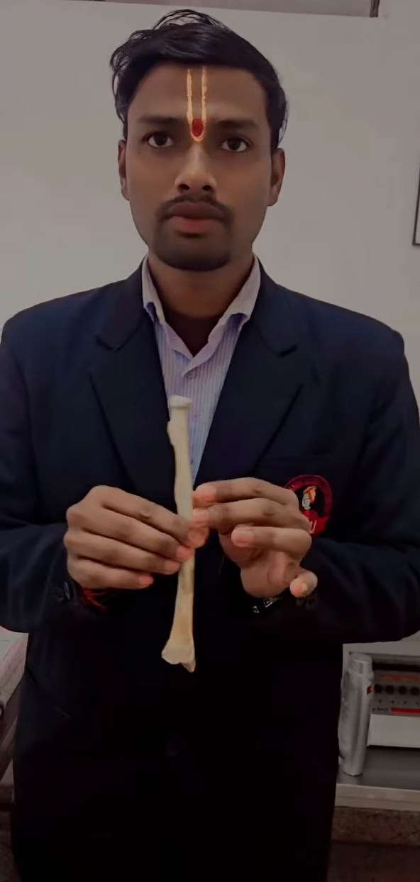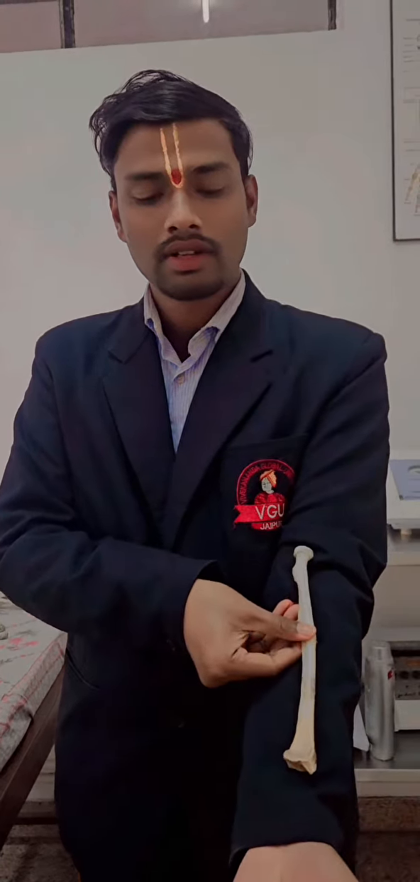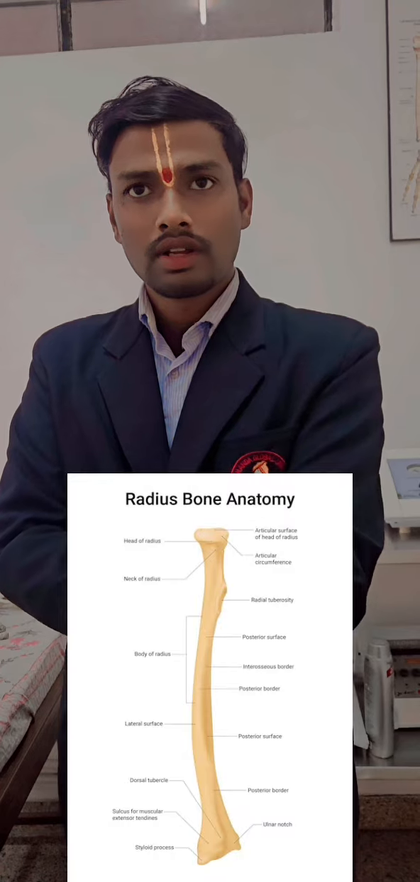Harrison, Radhe Radhe, today we are studying the radius bone. The radius is one of the two long bones of the forearm, located on the lateral, thumb side, with the ulna on the medial side. It plays a vital role in forearm rotation, wrist movement, and transmission of force from the hand to the elbow. Anatomy of the radius.